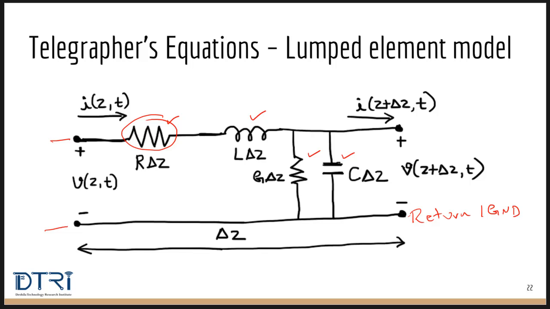So let me define the new variables that you see here. R delta z is the resistance over the small section of wire delta z. Similarly, L delta z is the inductance over the section of length delta z. Similarly, C delta z is the capacitance over the length delta z. G delta z is the conductance over the section length delta z.